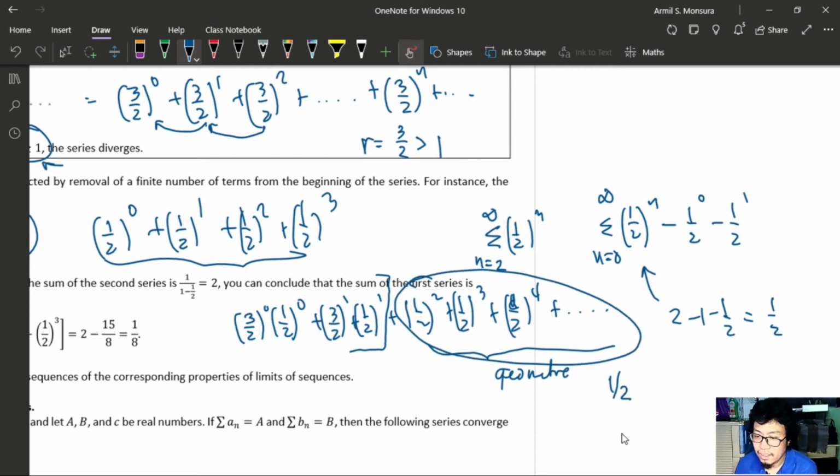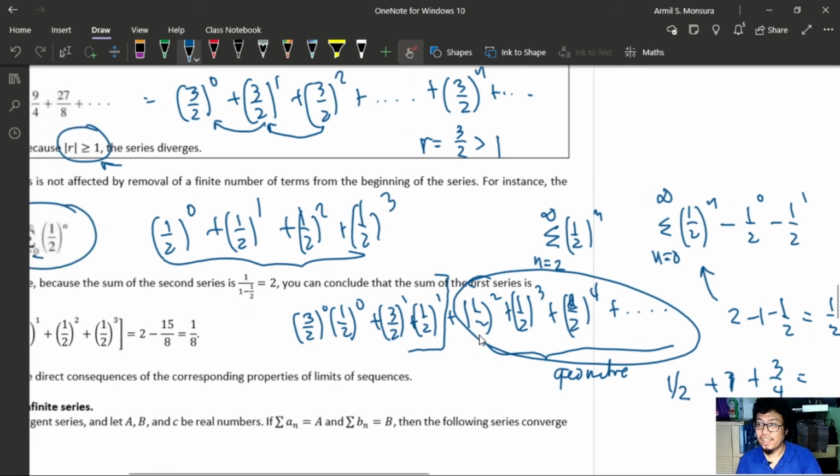Then you add these first 2 terms: you add 3 halves raised to 0 times 1/2 raised to 0, which is 1, plus this one, which is 3/4, and that will be the sum of the series. Okay, so that is possible. Again, this series is convergent.